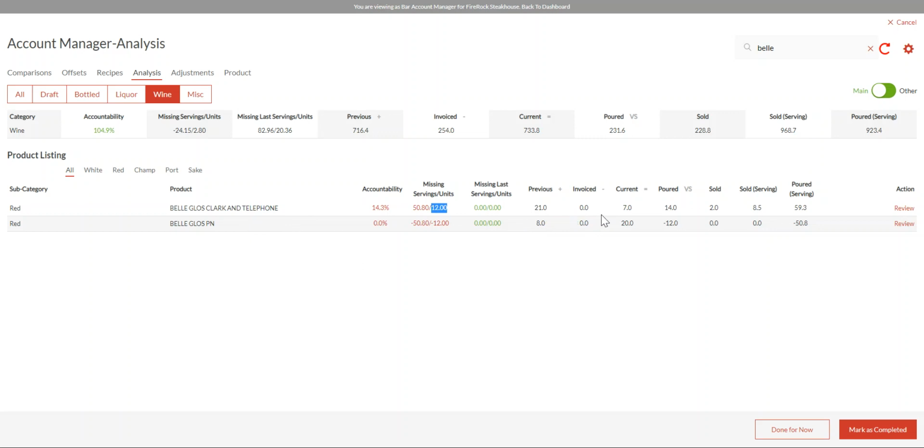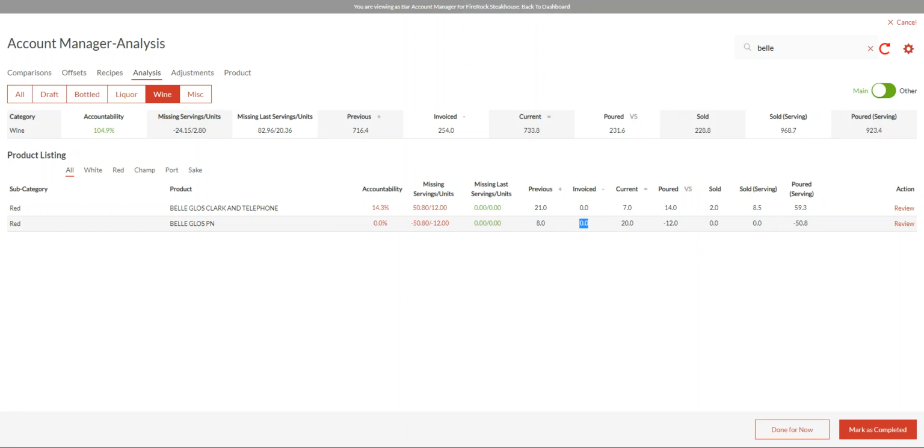And as you can see here, it's unlikely they could have poured that much. Of course, again, we've got this negative poured amount. They can't go from 8 to 20 without having any invoice, so obviously some type of error going on there. So those are the flip-flops.